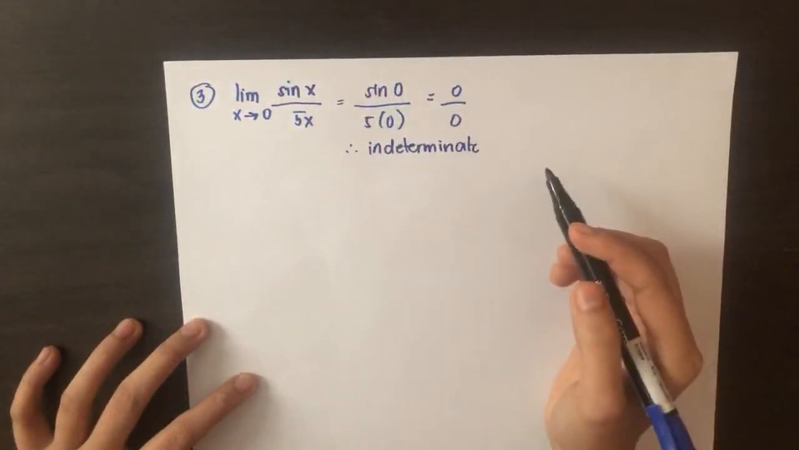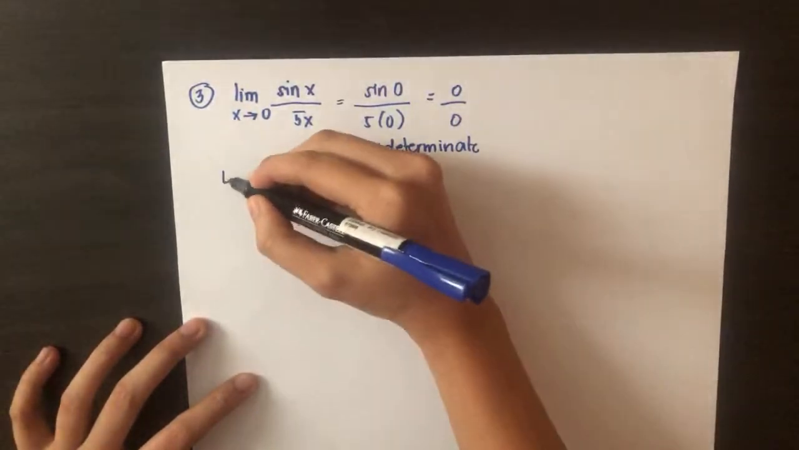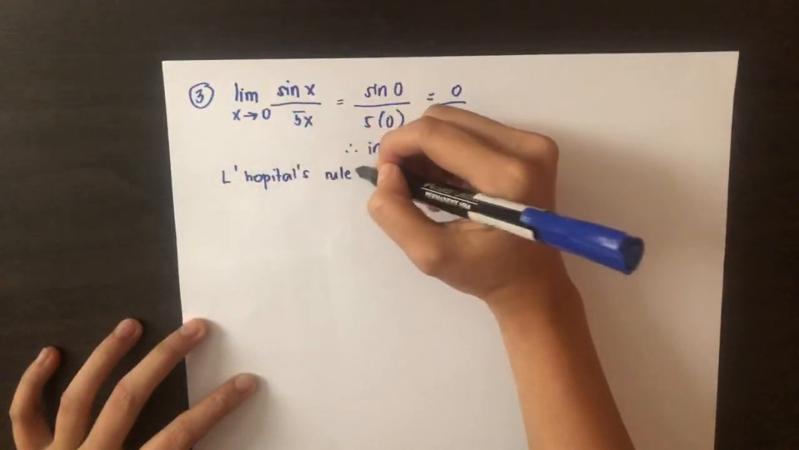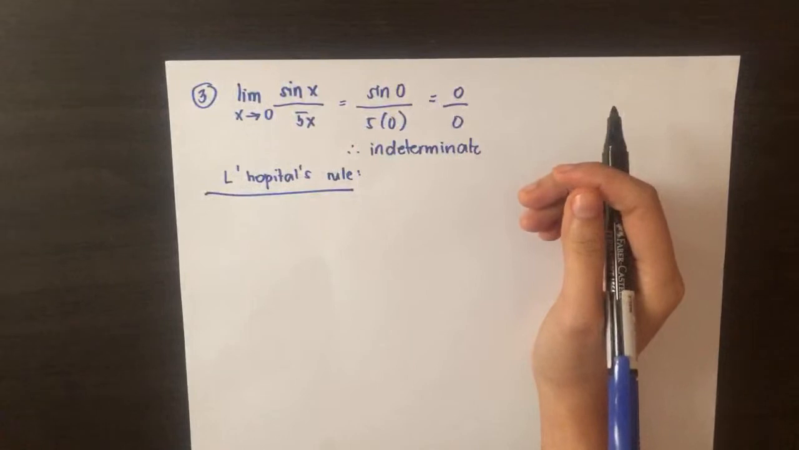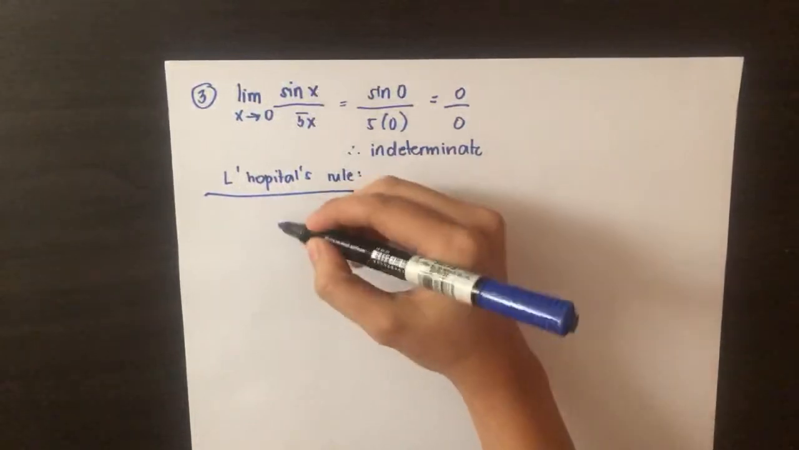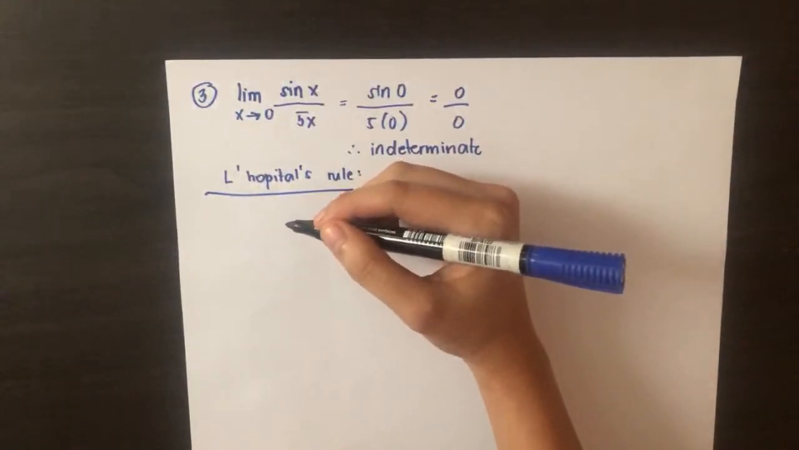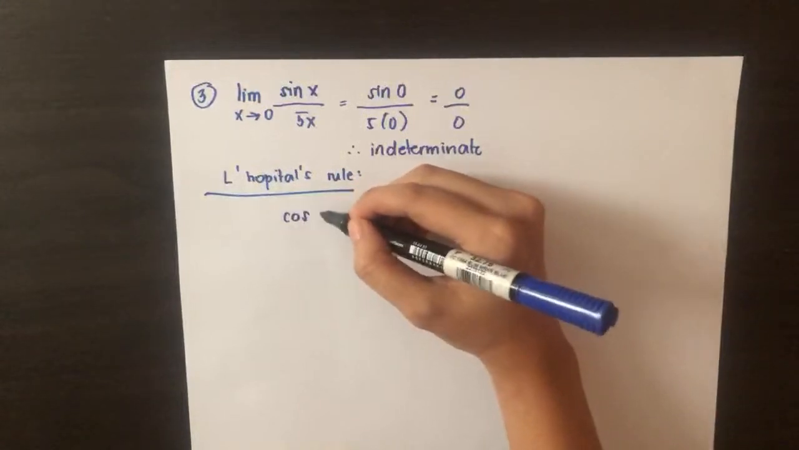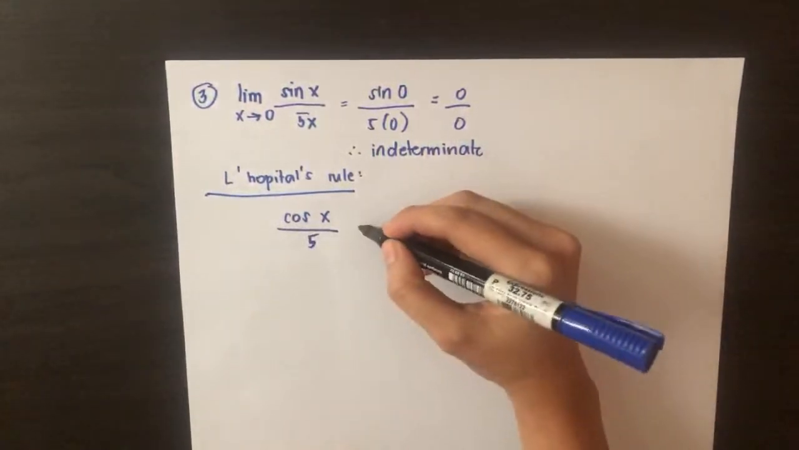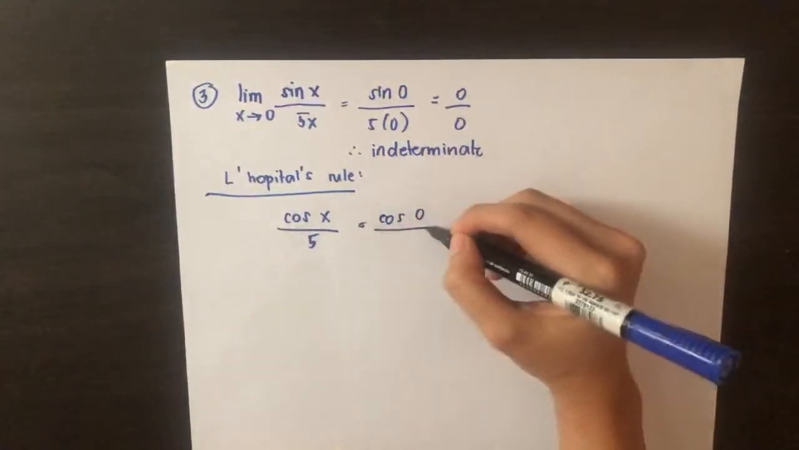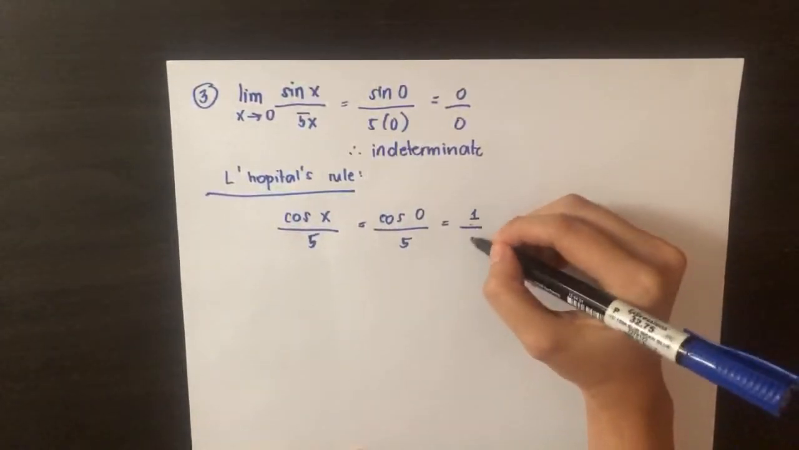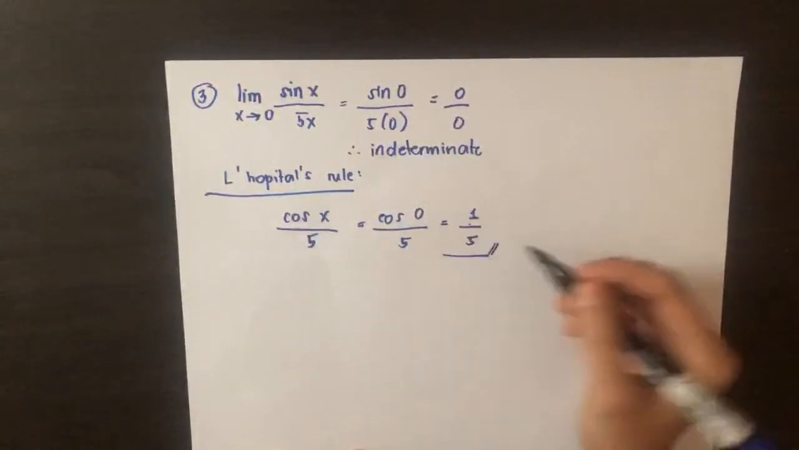So, every time na indeterminate yung function mo, gagamit ka ng L'Hopital's rule. So, kukunin natin yung derivative ng numerator at ng denominator. So, ang derivative ng numerator is cosine x. And ang derivative ng nasa baba is 5. So, substituting, we have cosine of 0 over 5. So, cosine of 0 is 1. Ayan. So, ang limit niya is 1/5.